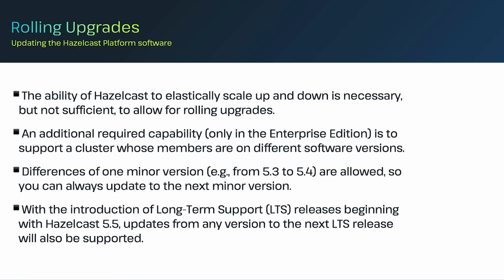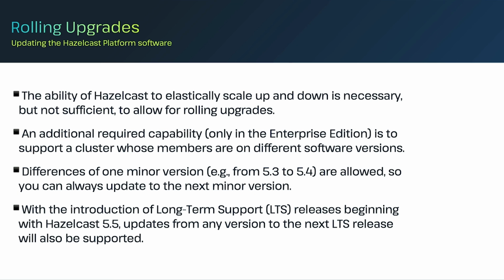Let's start with rolling upgrades. In episodes 2 and 3, we discussed Hazelcast's elastic scaling. You can remove a node from the cluster, the data rebalances, and operations continue normally. When that node rejoins, the data rebalances again, restoring the original configuration. Rolling upgrades leverage this capability. You can remove a node, update the Hazelcast jar file to a newer version, and restart the node.